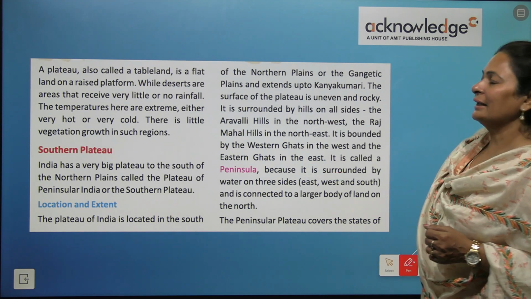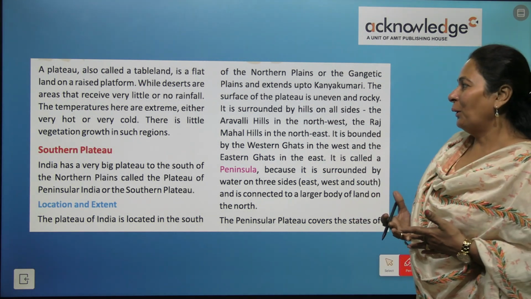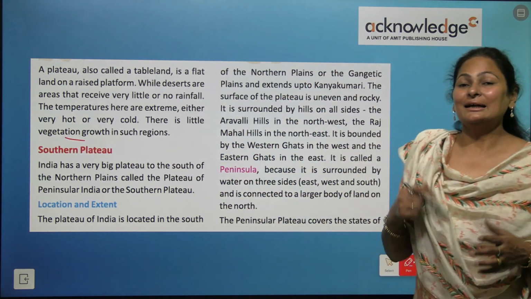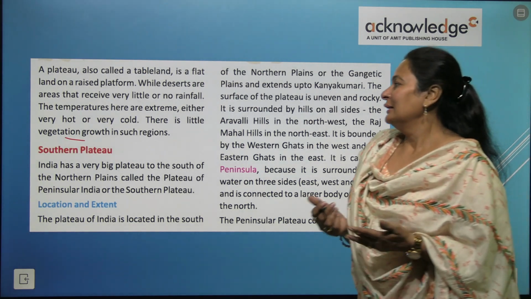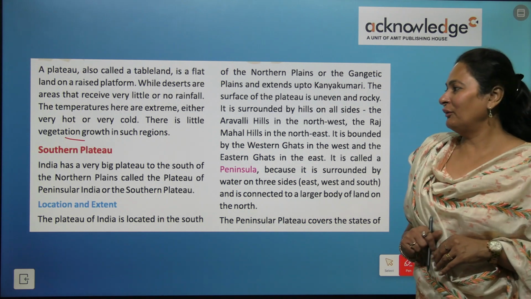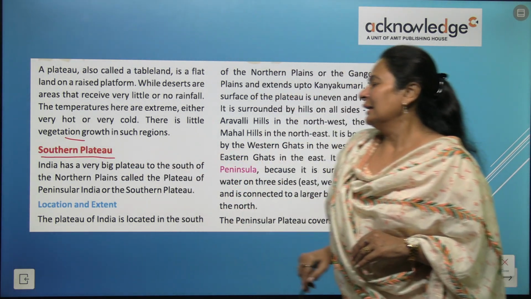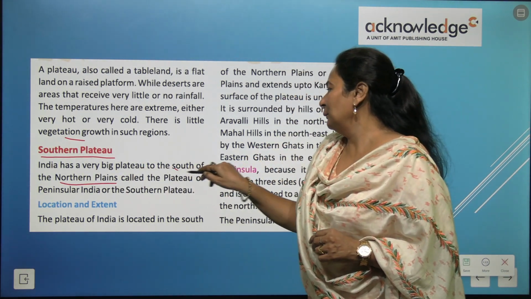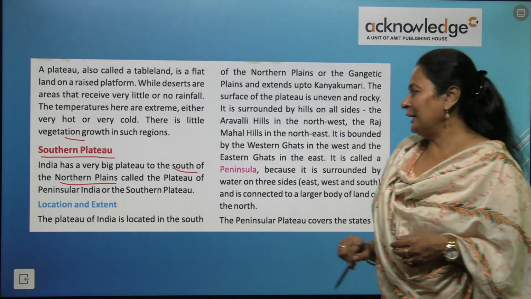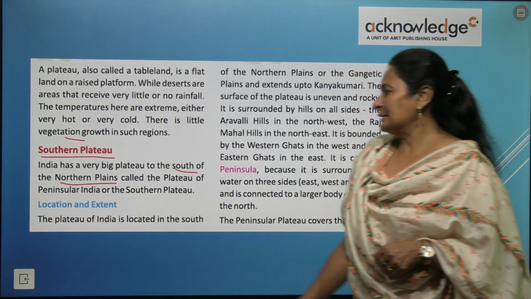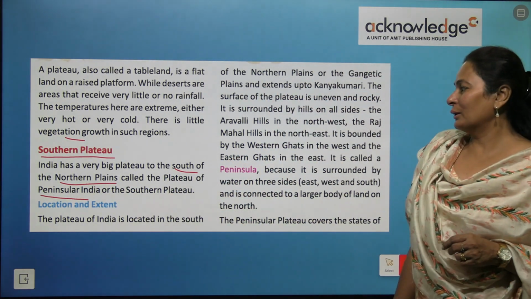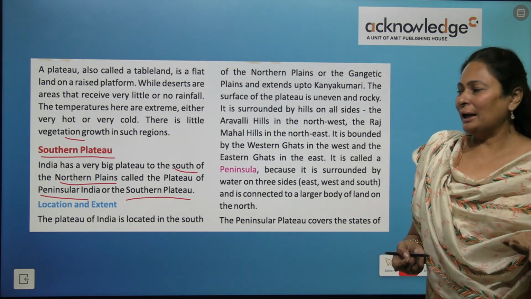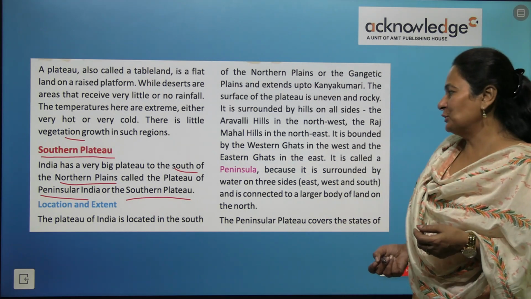The temperatures here are extremely hot or extremely cold. There is little vegetation growth in such regions because of the scarcity of water, no rain. Southern plateau: India has a very big plateau to the south of the northern plains, which we call the peninsular India or the southern plateau, or the peninsular plateau.